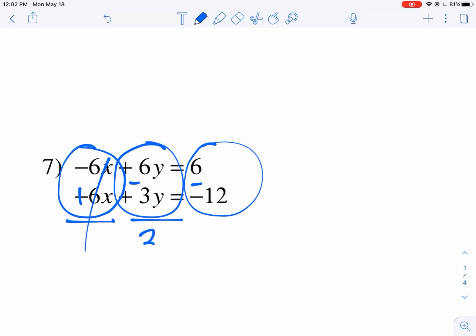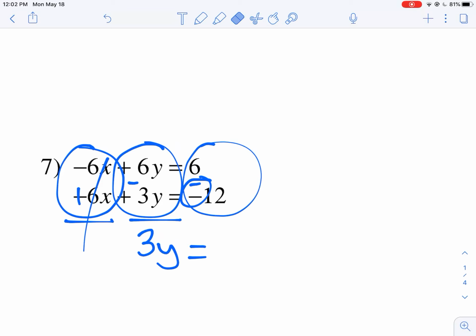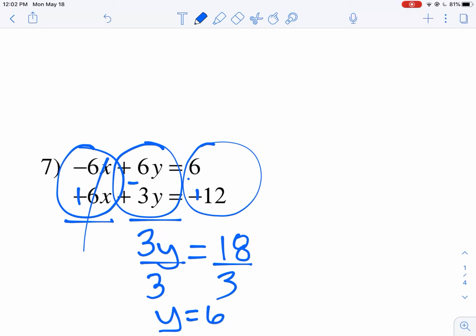6y minus 3y gives me 3y. 6 minus -12. Again, minus a negative is going to be plus a positive. So 6 plus 12 gives me 18. Divide each side by 3. I get y equals 6. So I solved for y this time.